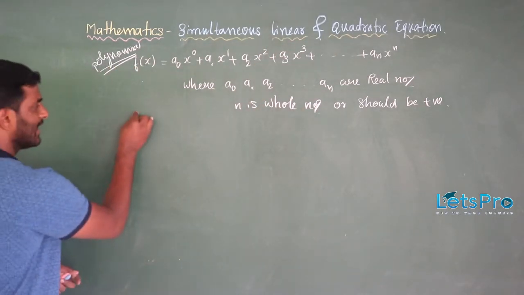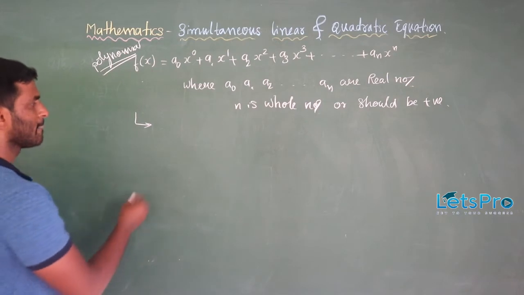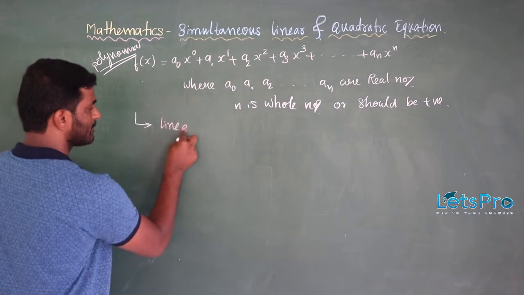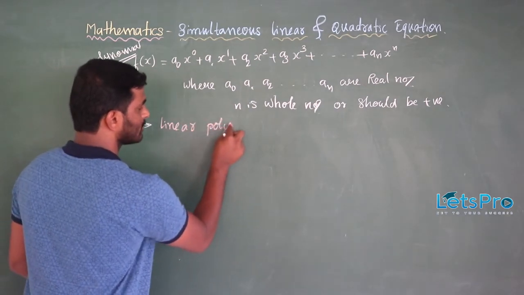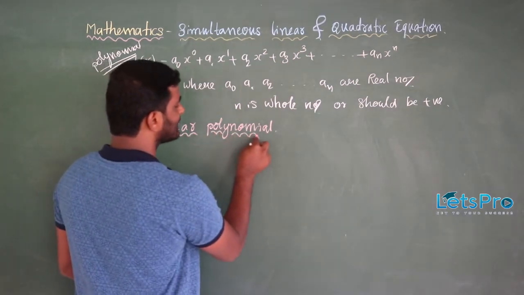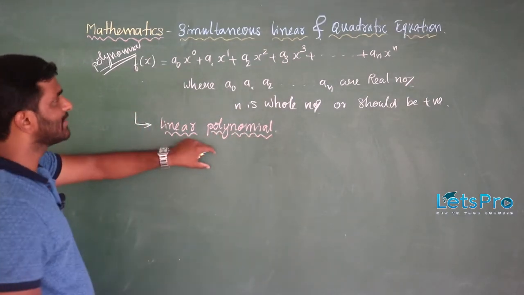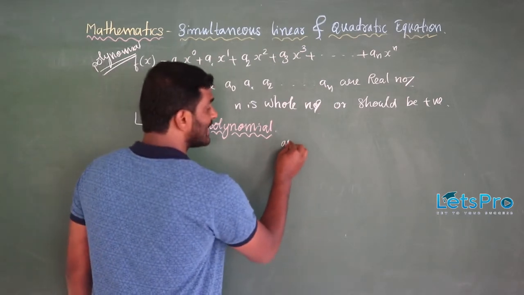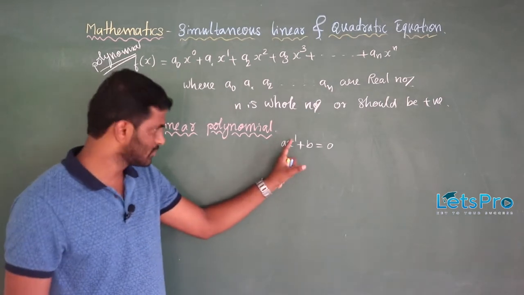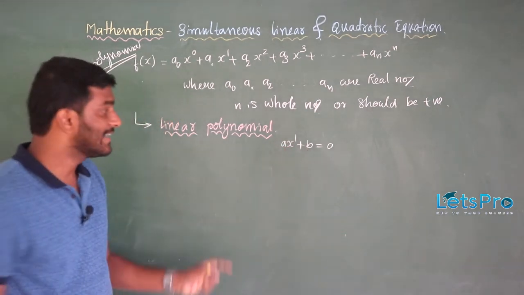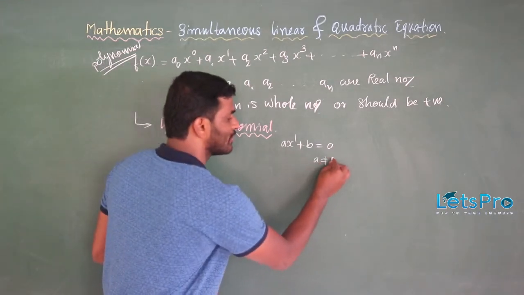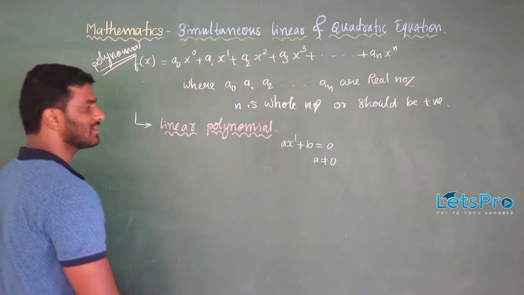Now, the types of polynomials. The first one is the linear polynomial. So what is a linear polynomial? How do you define the linear polynomial? The linear polynomial is defined as one where the highest degree is 1: ax to the power 1 plus b is equal to 0. It is a linear equation in one variable. There is only one variable. In this case, a is not equal to 0. Okay? And a and b are constants.